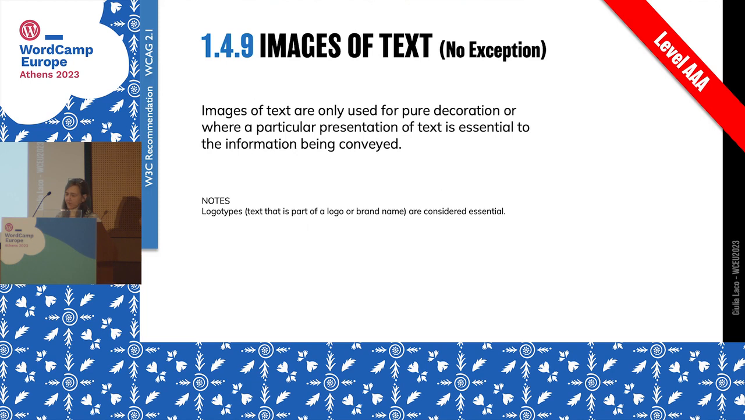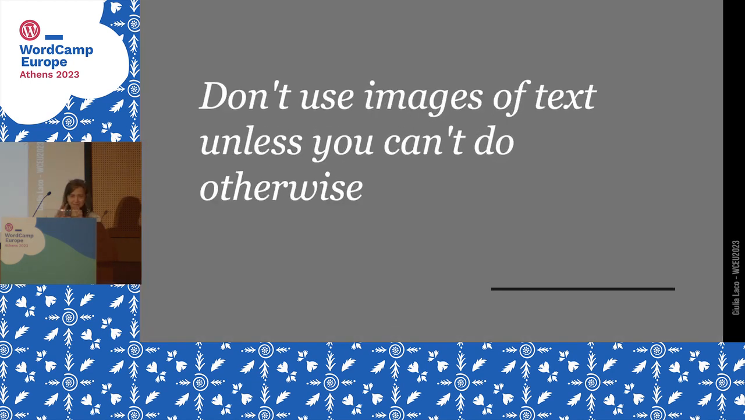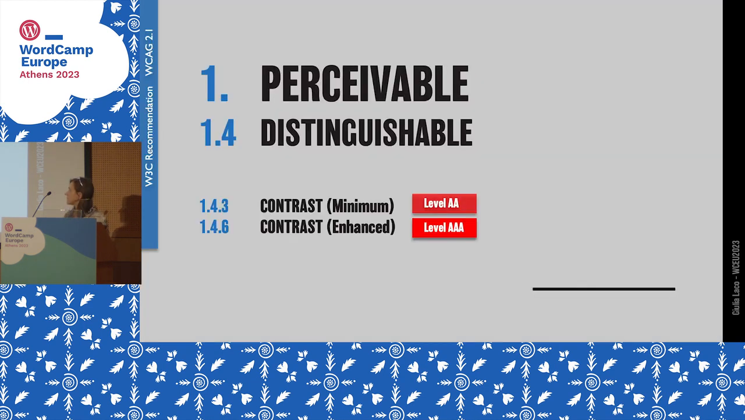I have the text here, but I won't go through it. We'll summarize: don't use images of text unless you can't do otherwise. Because, for example, with the retina display, we have an image that can't be scaled, so it becomes unreadable, pixelated, and so it's better not to use it for text. Okay, very good. I mean, we already do that most of the time.